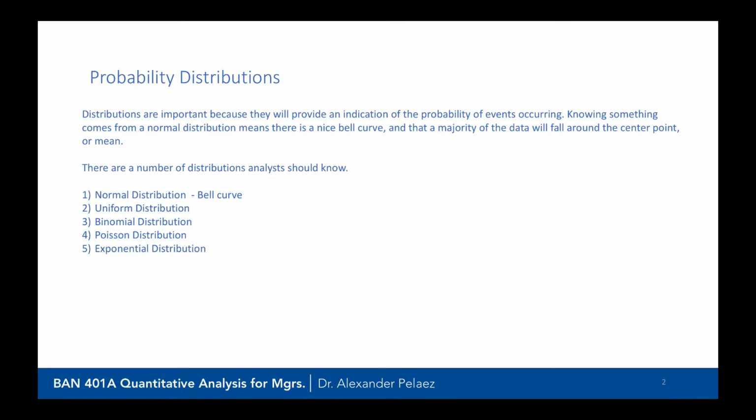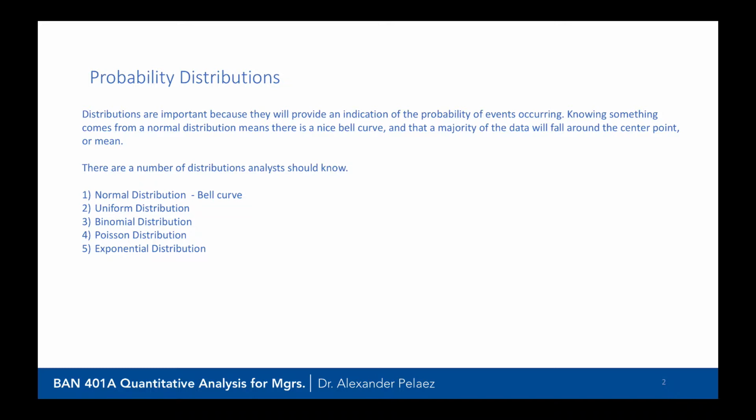Distributions are important because they provide an indication of the probability of an event occurring. Knowing that something comes from a normal distribution means that the analyst already has an idea of the shape and the fact that it's a bell curve, and a majority of the data will fall around the center point, or the mean.